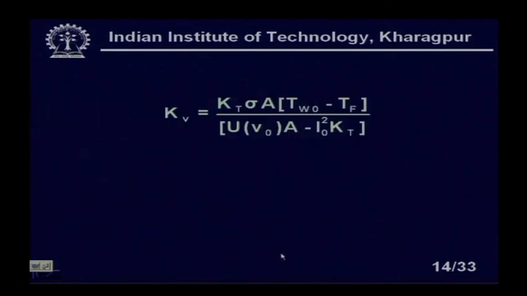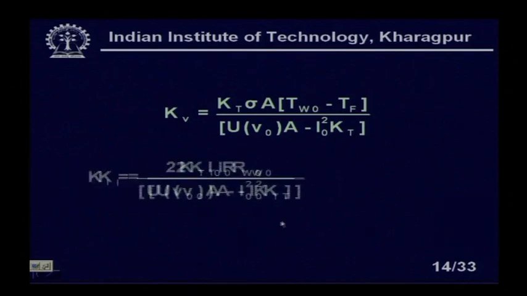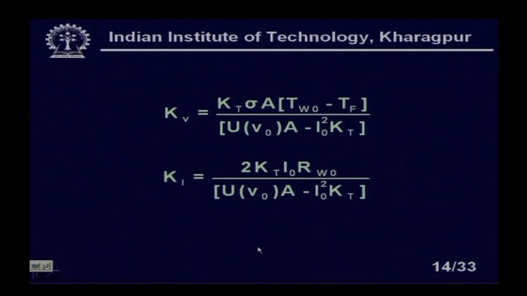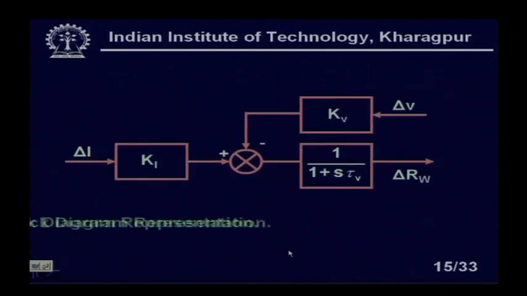where k_v we can write is equal to k_t sigma a (T_w minus T_f) when u v naught a minus I naught square into k_t, and k_I equal to 2 k_t I naught R_w naught u v naught a minus I naught square into k_t.